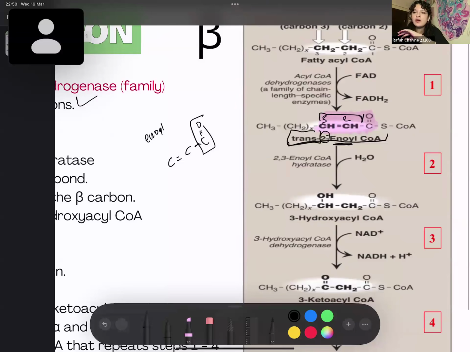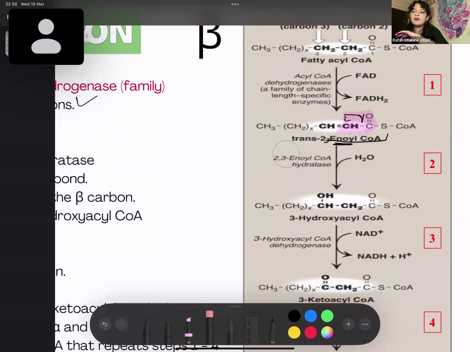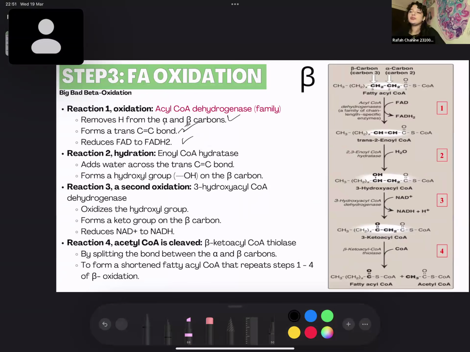Okay, so now that we know why this is called trans-2-enoyl-CoA, I'm pretty sure we can move on to the second reaction. Now in the second reaction, again, you don't need to know the enzyme, but it might be helpful when you want to understand this process. We have this thing called enoyl-CoA hydratase. Obviously, we have a trans-2-enoyl-CoA, so we're going to use an enoyl hydratase. From the name, it is a hydratase. So what am I doing? I am hydrating. I am adding water. When I add water, I am adding it specifically across this trans carbon-carbon bond.